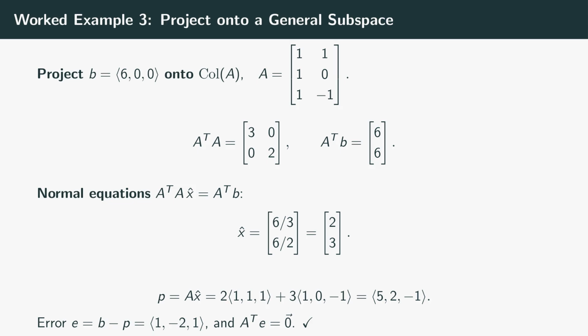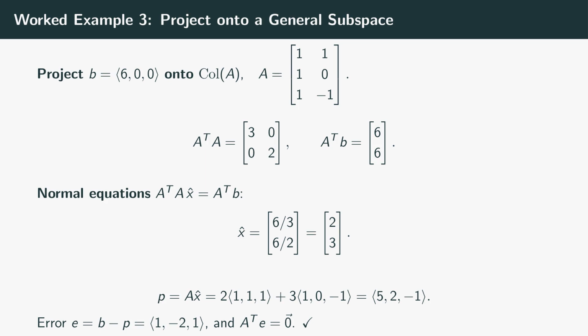One more, the general case, so you see the normal equations earn their keep. Project the vector 6, 0, 0 onto the column space of a 3x2 matrix A whose columns are 1, 1, 1, and 1, 0, negative 1. Compute the two pieces of the normal equations. A transpose A comes out as a tidy 2x2, 3 and 2 on the diagonal, zeros off it because the two columns happen to be orthogonal. A transpose B comes out as 6, 6. Now solve A transpose A times x hat equals A transpose B.